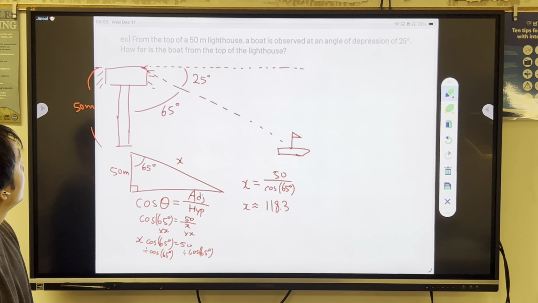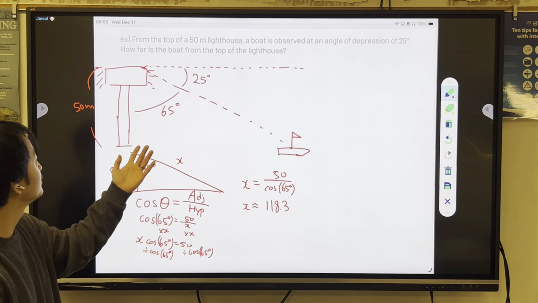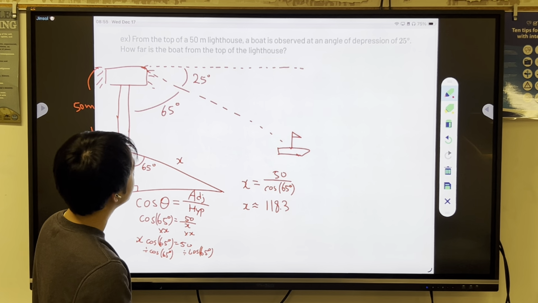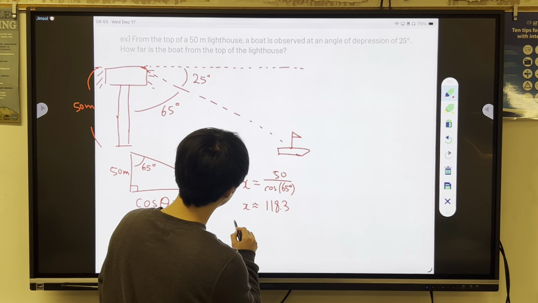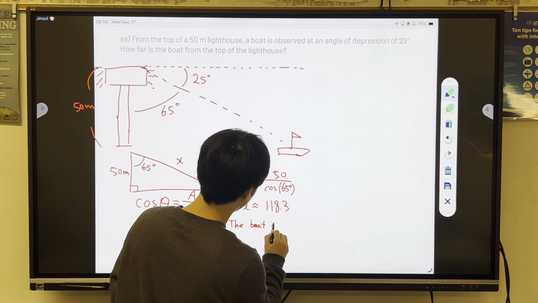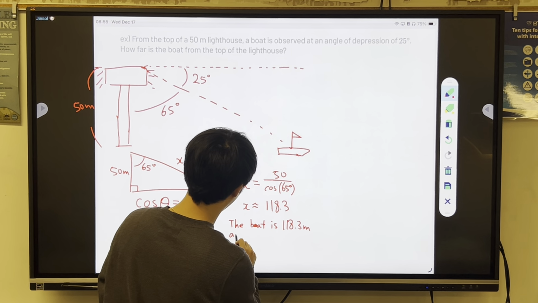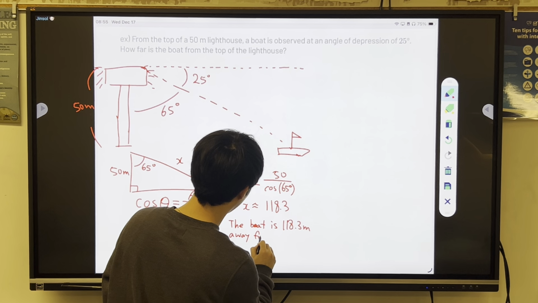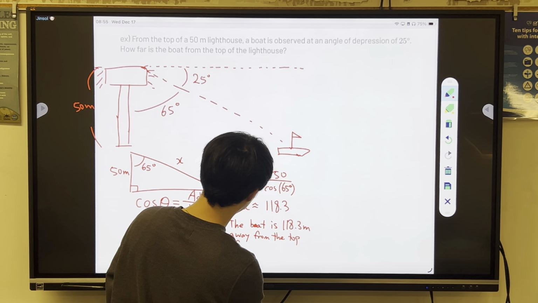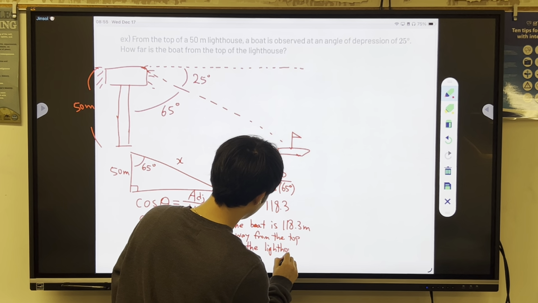So that's the x value that I got, which makes sense. Given this triangle, the hypotenuse is significantly longer than the adjacent side, so that's good. So let's answer the problem. The boat is 118.3 meters away from the top of the lighthouse.